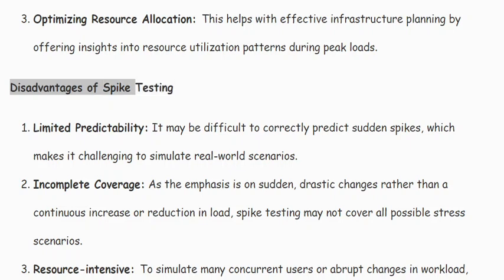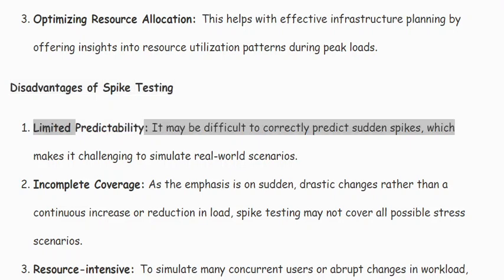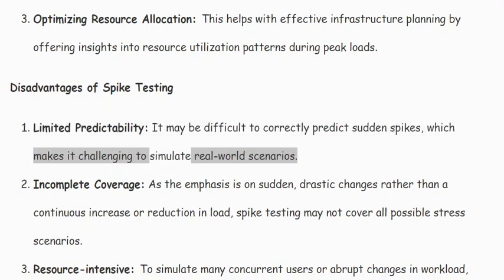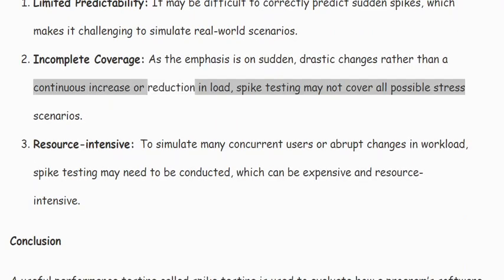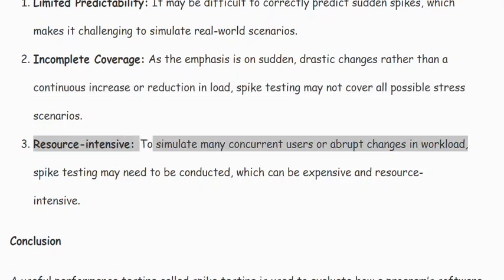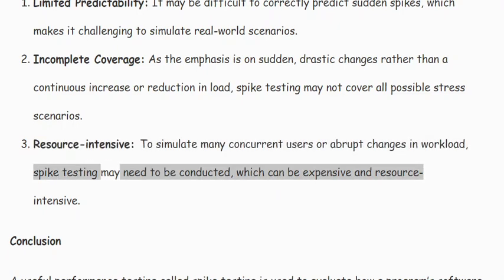Disadvantages of spike testing. Limited predictability. It may be difficult to correctly predict sudden spikes, which makes it challenging to simulate real-world scenarios. Incomplete coverage. As the emphasis is on sudden, drastic changes rather than a continuous increase or reduction in load, spike testing may not cover all possible stress scenarios. Resource-intensive. To simulate many concurrent users or abrupt changes in workload, spike testing may need to be conducted, which can be expensive and resource-intensive.